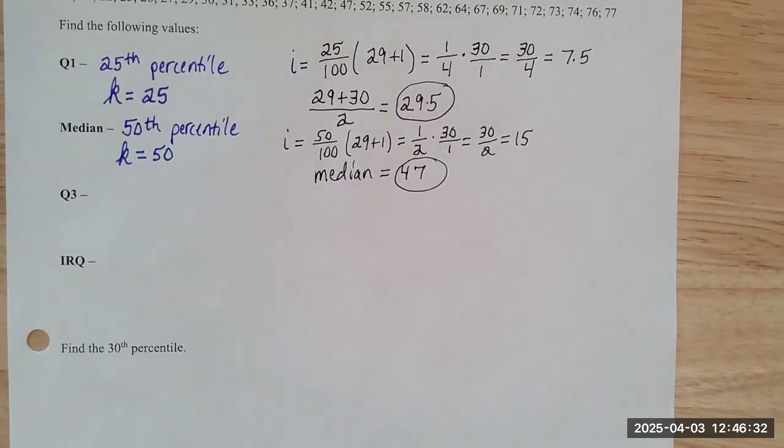Try Q3. See if you can do Q3 before I do it. Try Q3. What percentile is Q3? 75th. Yep. So you're going to do K is equal to 75. See if you can get the number before I get it.